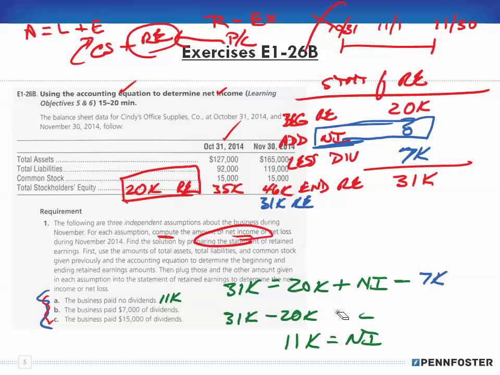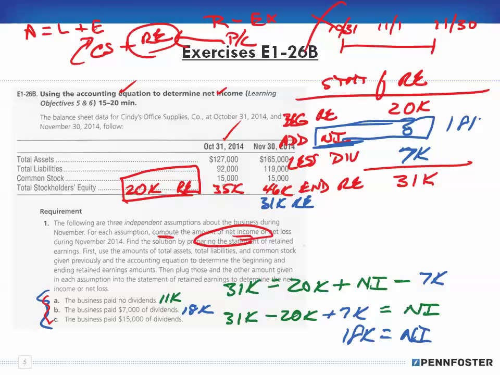So our negative 7,000 becomes a positive 7,000, which is equal to our net income here. And so when we do all of the math there, 31 less 20 is 11. 11 plus 7 is 18,000, which is now our net income for assumption B, 18,000. This is going to end up being 18,000.